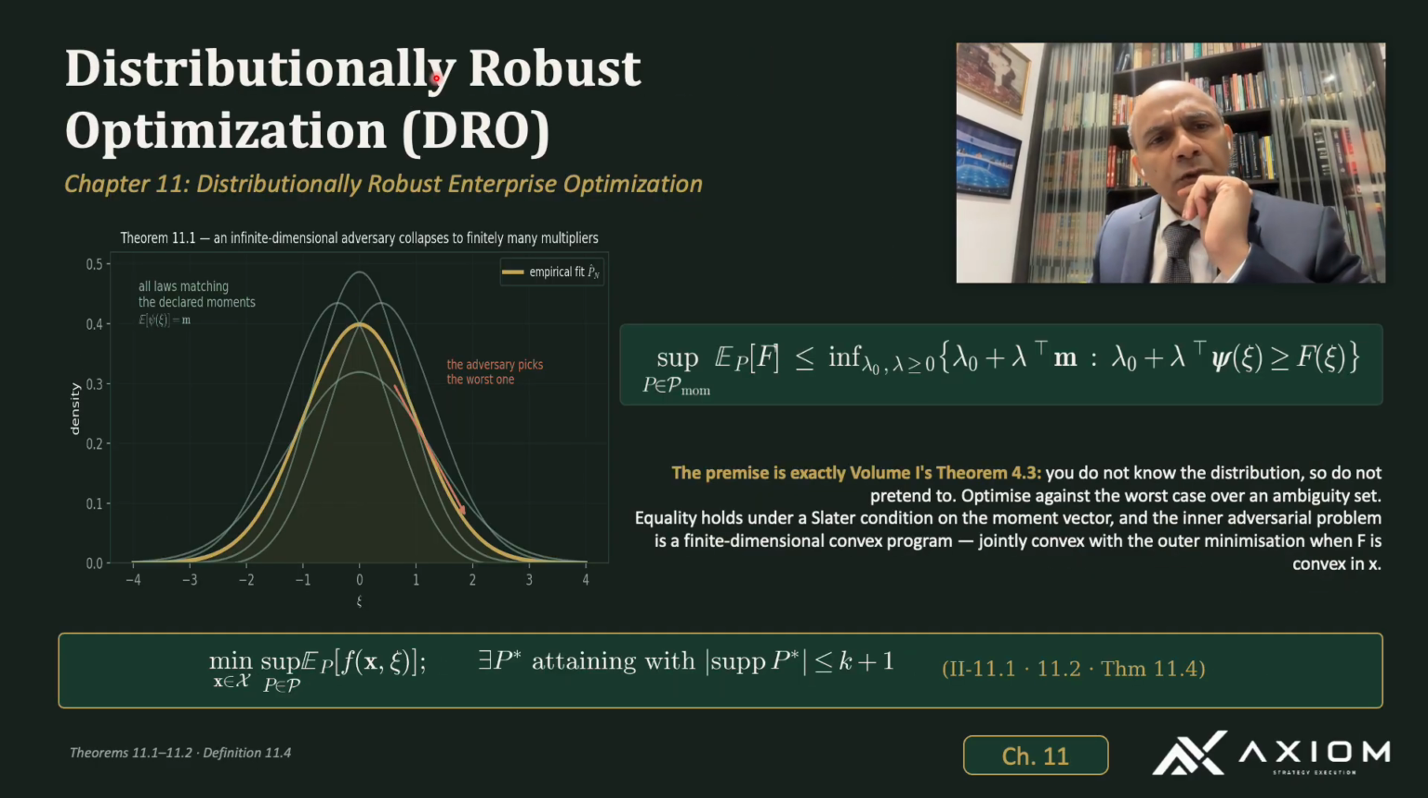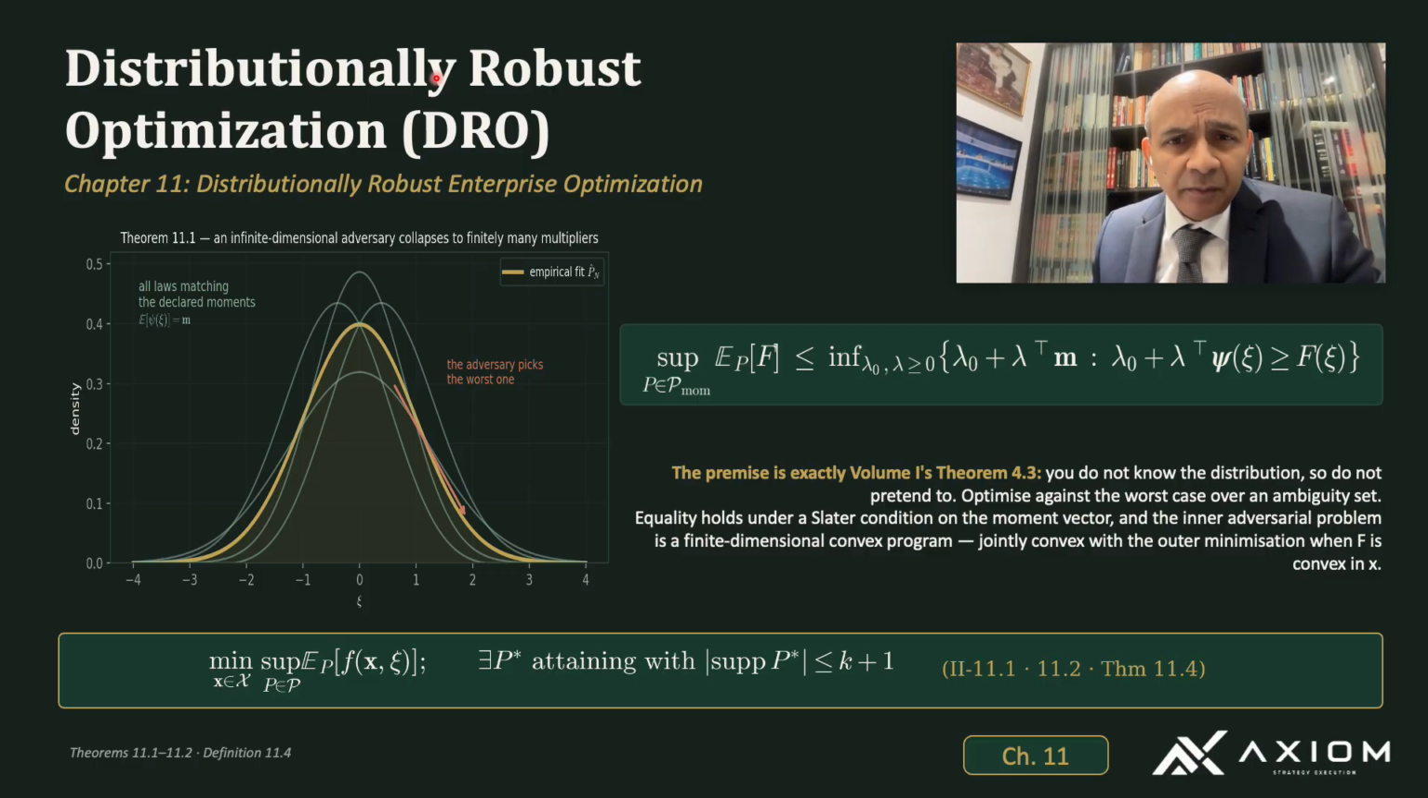Now we move on to Chapter 11, Distributionally Robust Enterprise Optimization, DRO. Theorem 4.3, Model Validation Theorem. You do not know the distribution, so do not pretend to. Optimize against the worst case over an ambiguity set of distributions. Theorem 11.1, Distributionally Robust Reformulation Theorem.